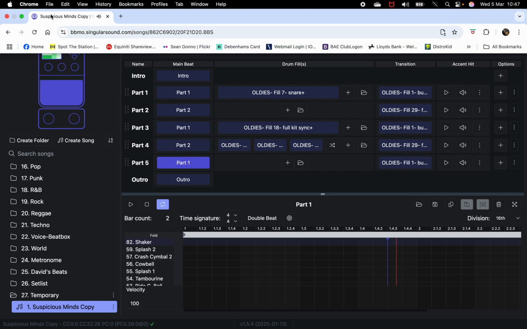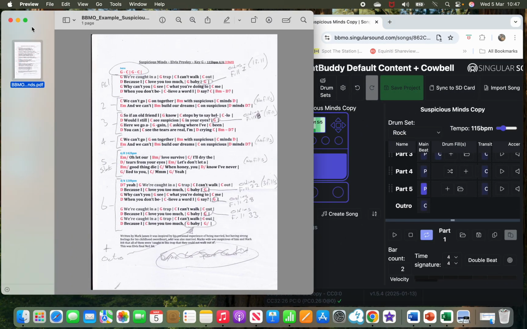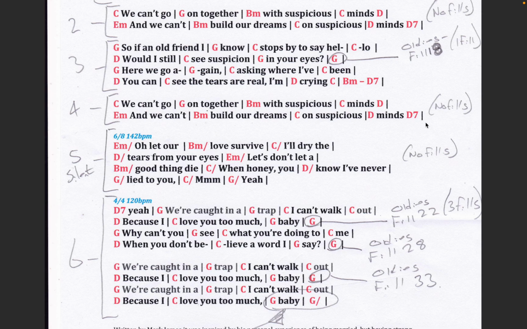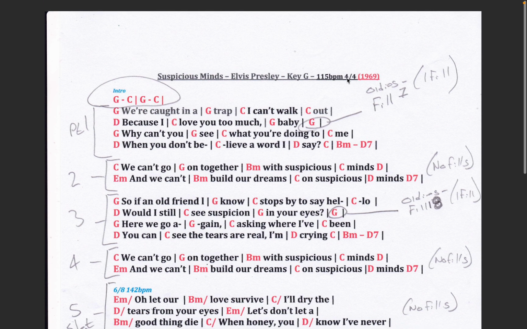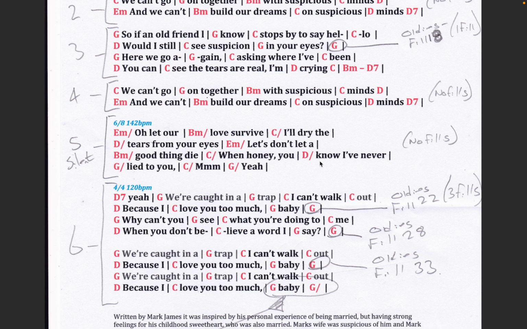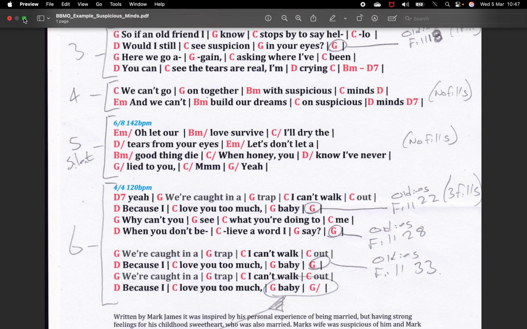There's nothing happening, but the Beat Buddy is still running. And as I say, if I go back to my song now, what I've got is the Beat Buddy still running in the background. It's still going away on its tempo of 115 BPM, but it's completely silent. So I can crack on and do this, oh, let our love survive, I'll dry the tears from my eyes, at my own free will, which is my workaround for this song.